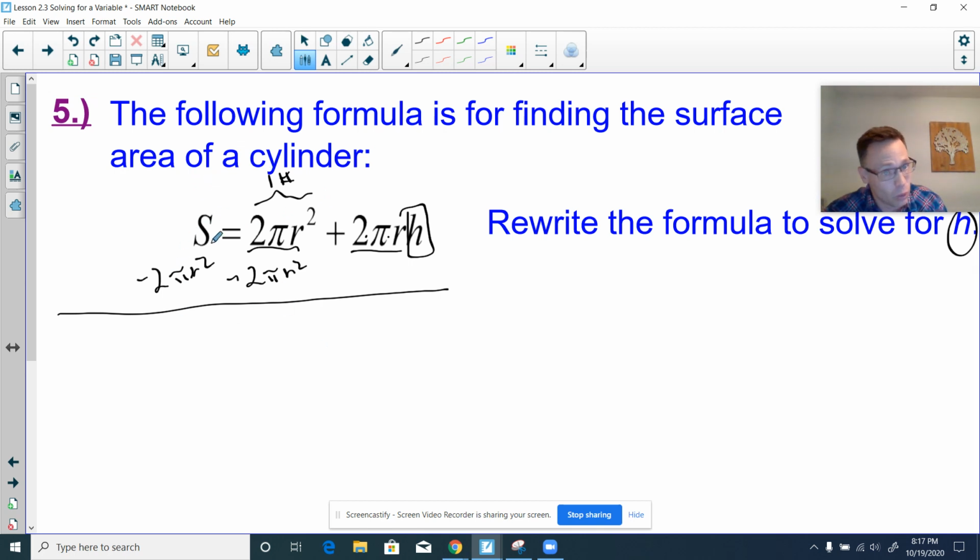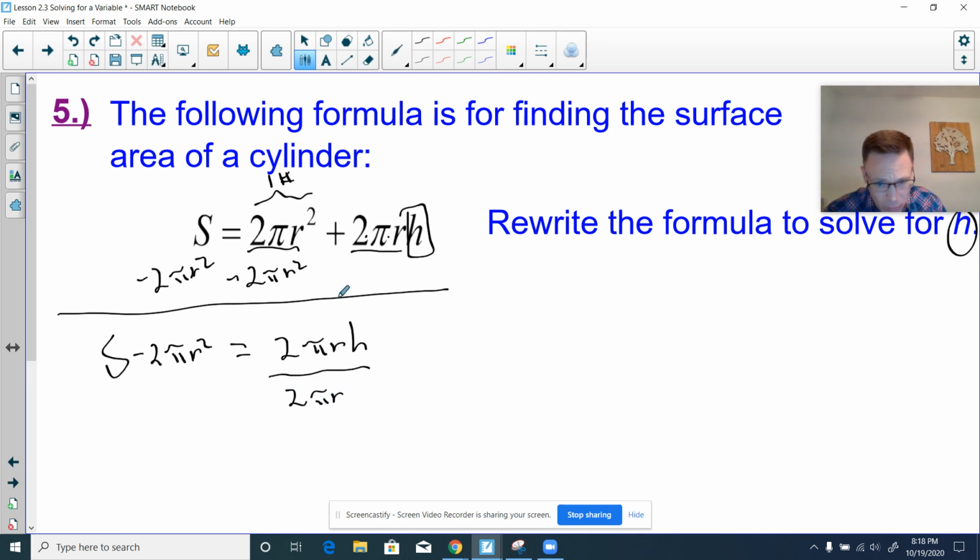So again, order is important here because I subtracted. So I started with s, and I subtracted a 2, a pi, and an r squared. Okay? That left me with the 2, the pi, and the r, h. So again, we talked about what's happening here. Well, the 2 pi and r is just all one thing. So I'm just going to divide by the 2 pi r. That will leave me with just the h, which is exactly what I'm looking for, right? So I'm going to divide this by 2 pi r.